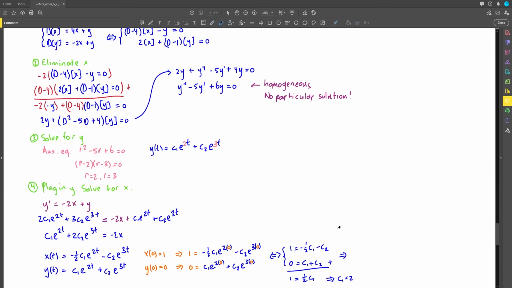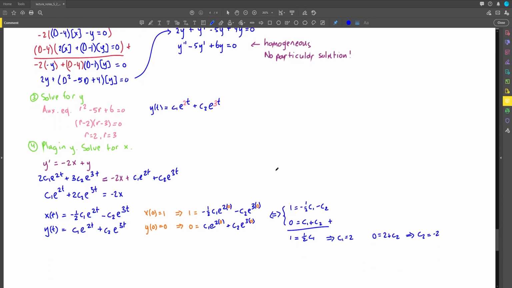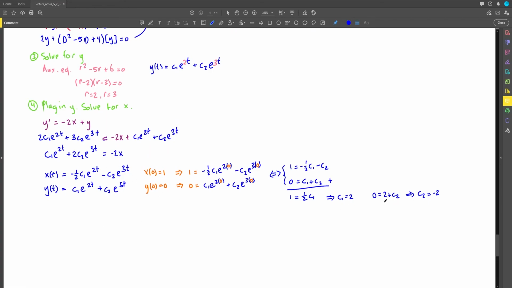And then when we plug that into one of these two equations, let's do the second one, we then get 0 equals 2 plus c2, and that means that c2 equals negative 2. Now, if we use those two coefficients, c1 equals 2, c2 equals negative 2, and plug them in here, then our solution to the system of linear differential equations becomes x of t equals negative 1/2 c1, so that is minus e to the power 2t, minus c2, so that becomes plus 2e to the power 3t.